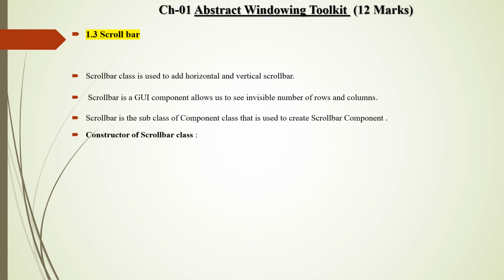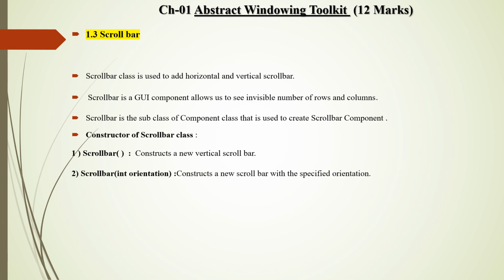Next we see some constructors of the Scrollbar class. The first constructor is the default constructor, which does not have any parameter. This constructor creates a new vertical scroll bar. So the default constructor creates a vertical scroll bar. It is a very important point. Many times an MCQ is asked on this. Default constructor creates which scroll bar? So the answer to this question is vertical scroll bar.